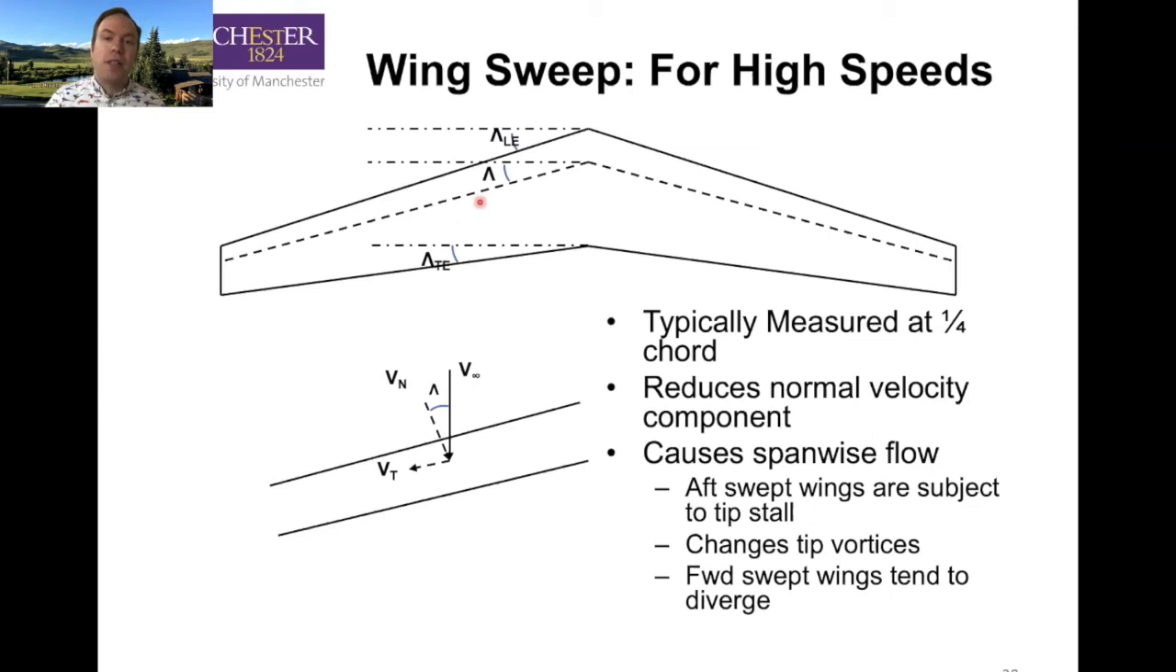But part of the problem is that it now causes spanwise flow. For aft swept wings such as this, the flow moves from the root towards the tip, and for forward swept wings, it moves from the tip to the root. That changes the behavior of the wing. In an aft swept wing, it's more likely that we'll have a higher angle of attack towards the tip, and our tips will stall first.